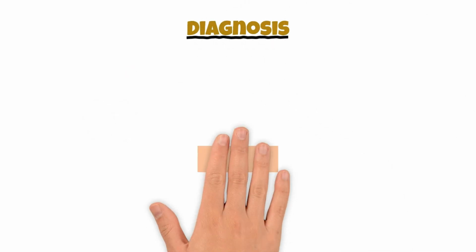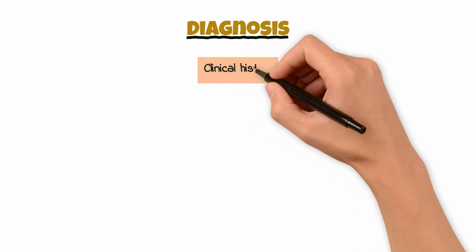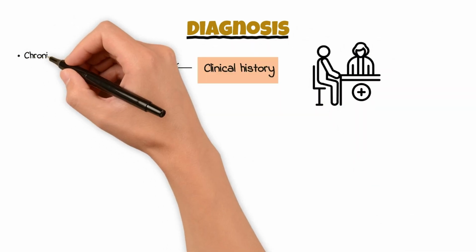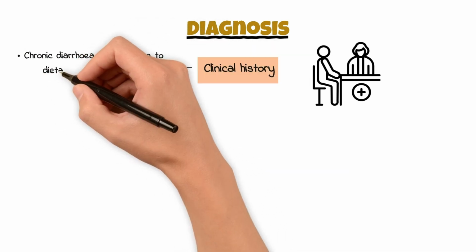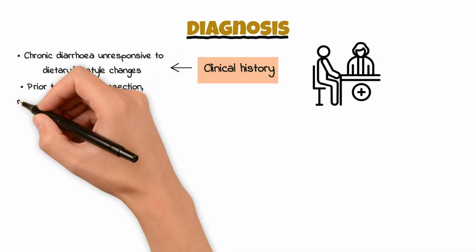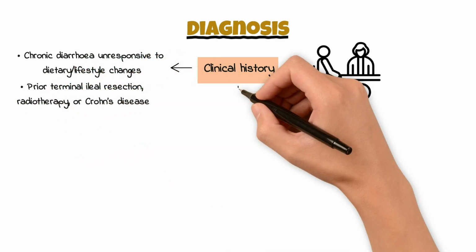Diagnosis. Clinical history is key, especially in patients with chronic diarrhea unresponsive to dietary/lifestyle changes, and prior terminal ileal resection, radiotherapy, or Crohn's disease.